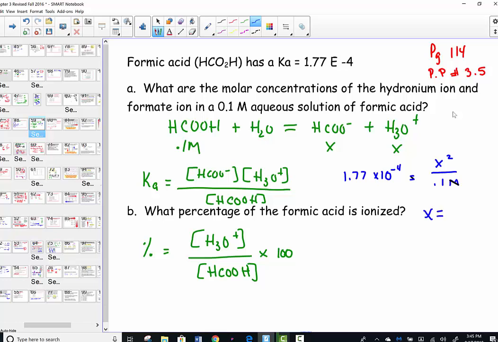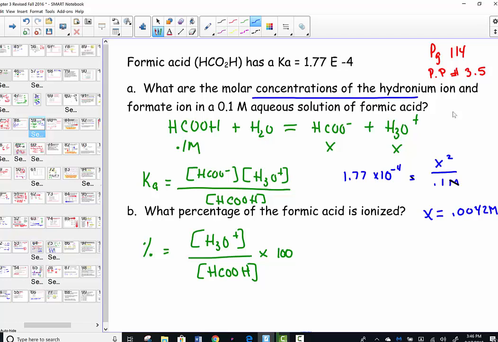On my calculator, I'll hit 1.77 times 10 to the -4, so E -4, times 0.1. And now, of course, you see 1.77 times 10 to the -5, and I need to square root that to isolate the X. Square root that answer, and you find 0.0042 molar units. Cross multiply, square root, and you find X. X represents the molar concentrations of each of the ions.